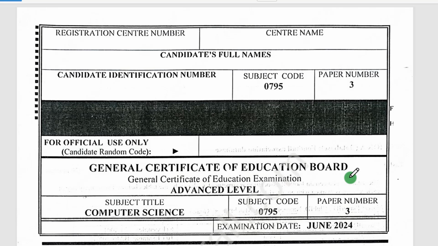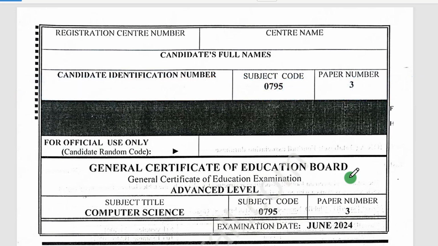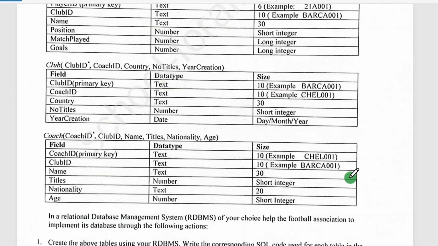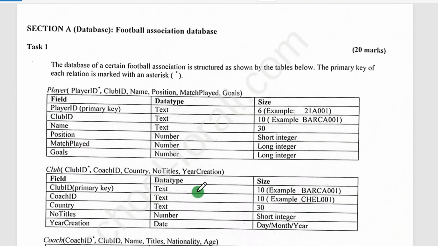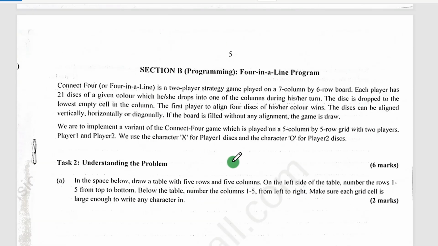So today we are going to answer June 2024 Computer Science Advanced Level Paper 3. Good. So generally the paper is made up of two parts. There is section A for database and there is section B for programming. Section B is generally programming.